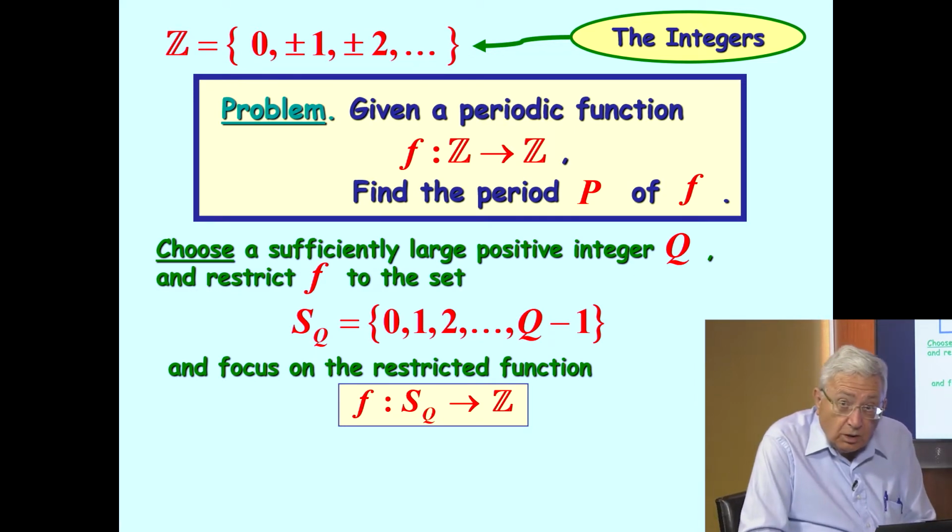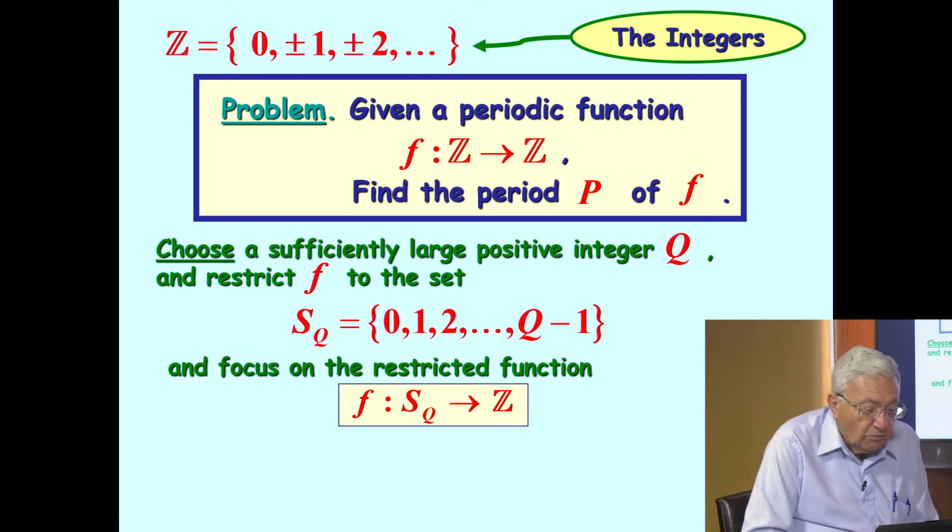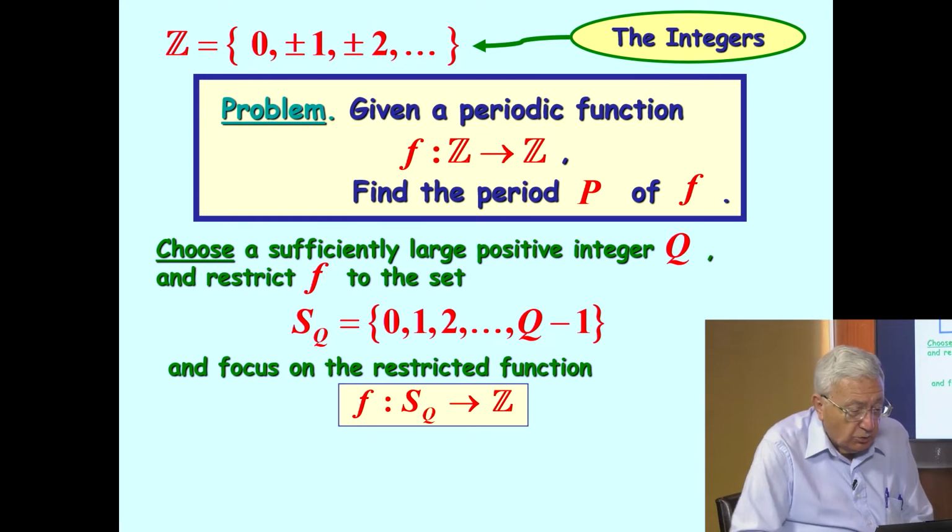How do we choose q? Well, q is a power of 2 that's between n squared and 2n squared.